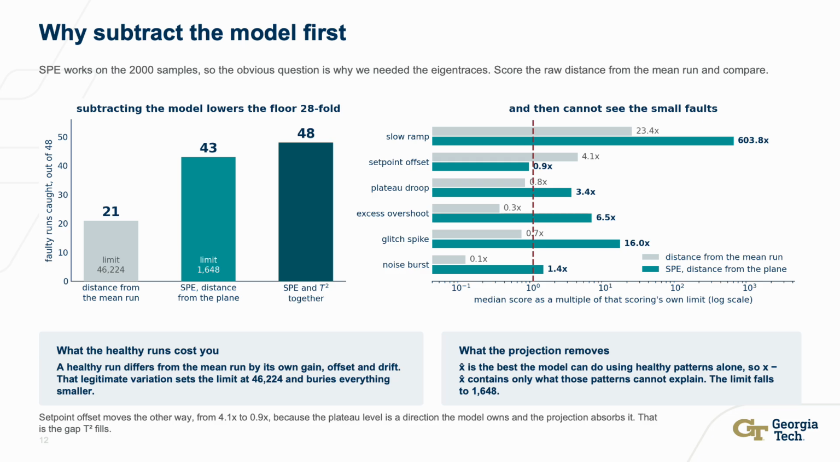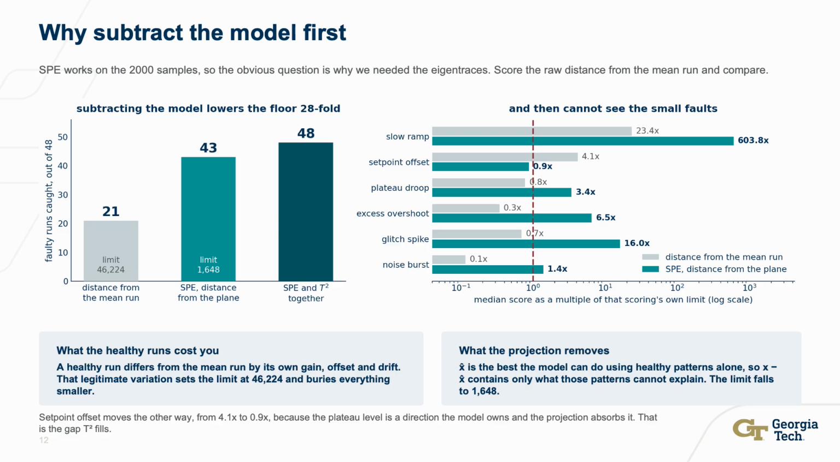SPE is computed on 2000 samples of the run. So why did we need the eigentraces at all? Why not just take the distance from the mean run and threshold that? So let us do exactly that and compare: same 100 training runs, same 99th percentile rule, same held out wafer. The only difference is whether we subtract the projection before measuring.